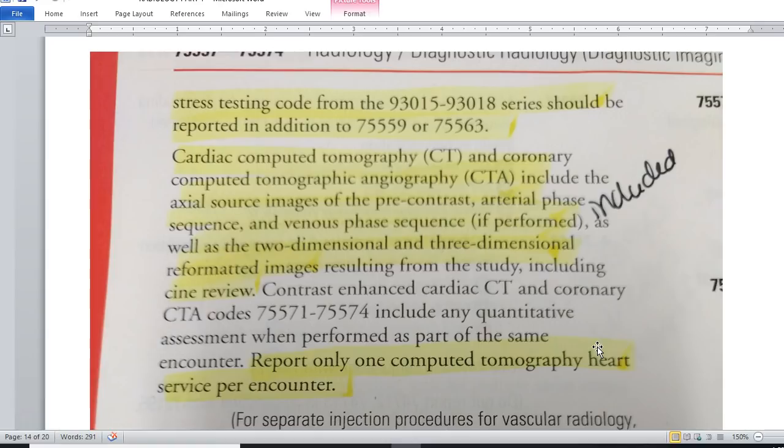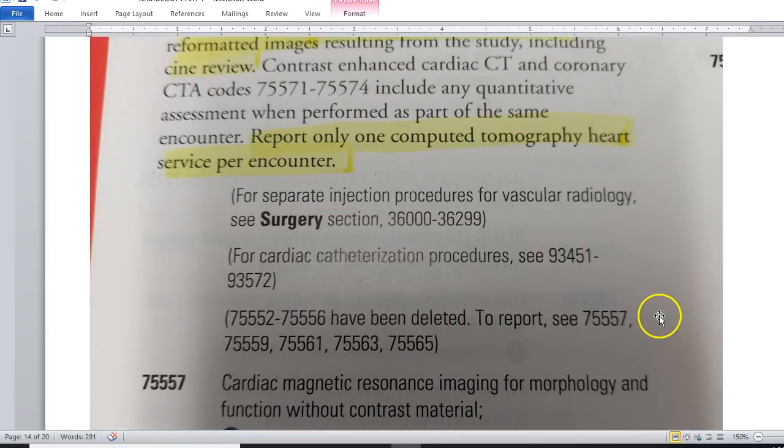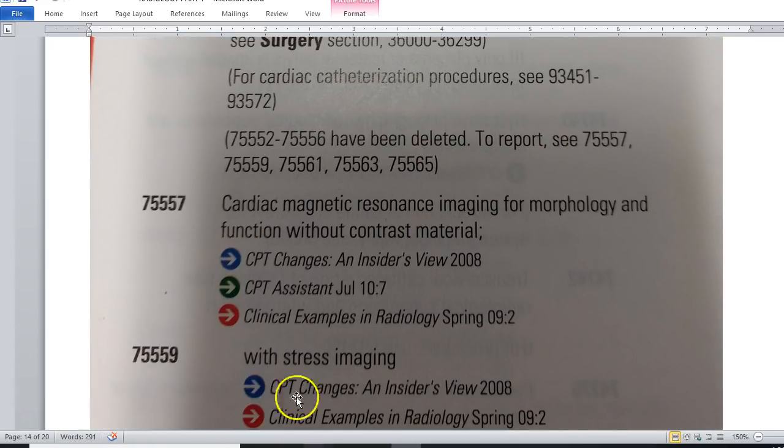Now, contrast enhanced cardiac CT and coronary CTA codes 75571 to 75574 include any quantitative assessment when performed as part of the same encounter. Report only one computed tomography heart service per encounter. So it's only one per encounter. Again, they can have different ones done on the same day as long as they're at separate sessions. And again, with or without contrast material, with or without stress imaging. We need this information from the provider so that we know exactly what we're coding for.